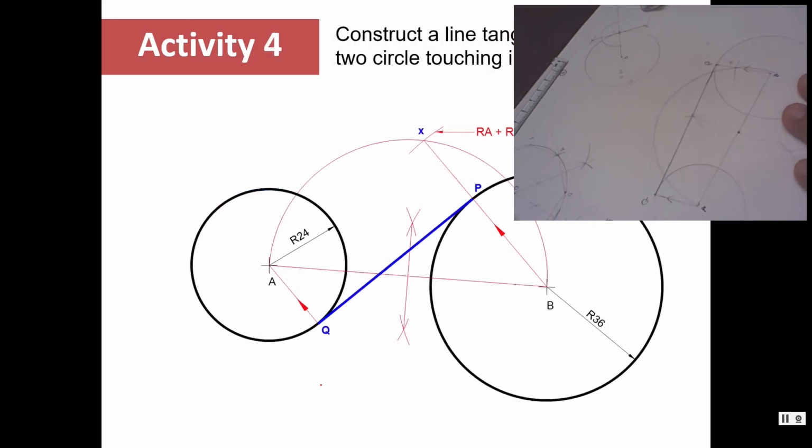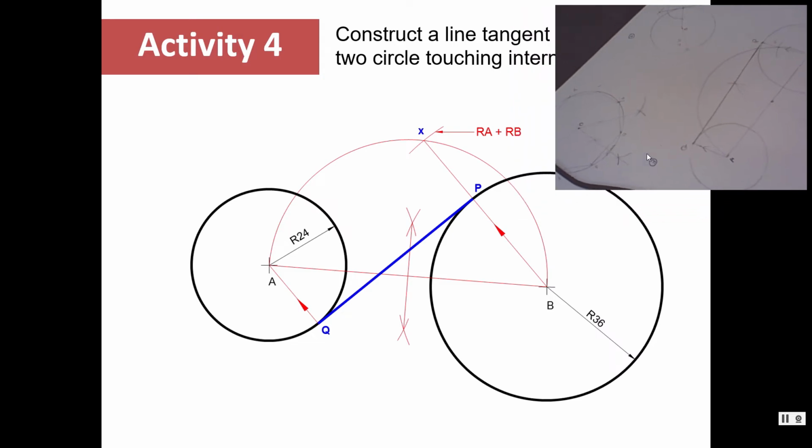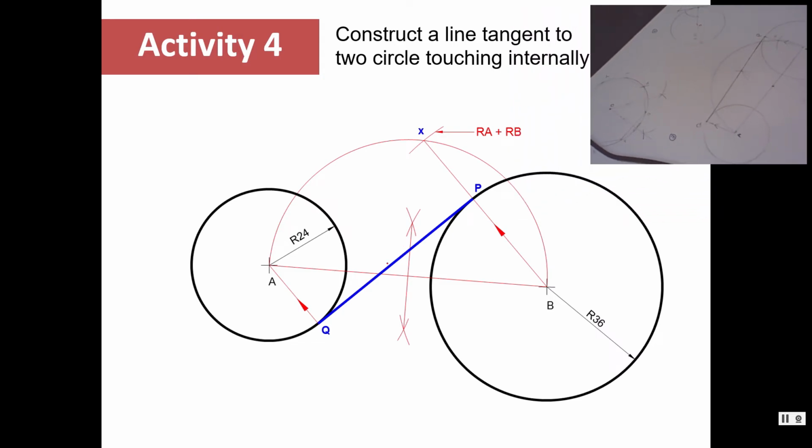Okay, so for activity 4, similar to activity 3, however this time the tangent line touches internally. Instead of touching here, it's touching here. We have the Q point at the bottom and the P point at the top. So let's all watch how the steps are done.